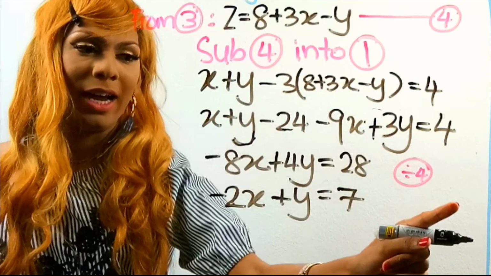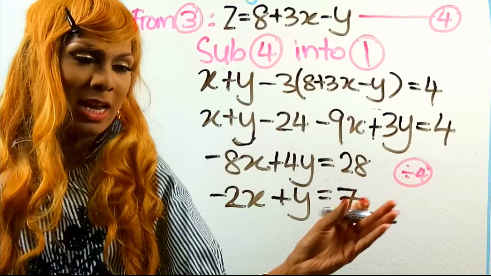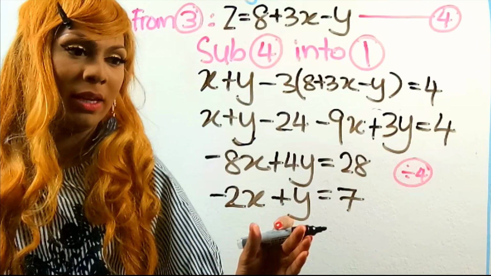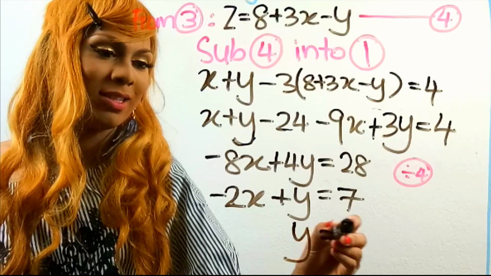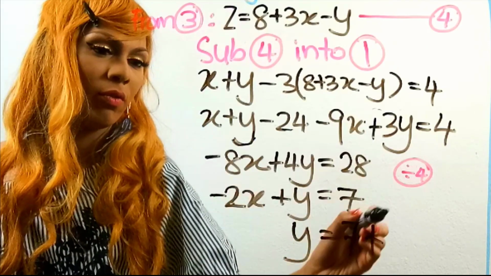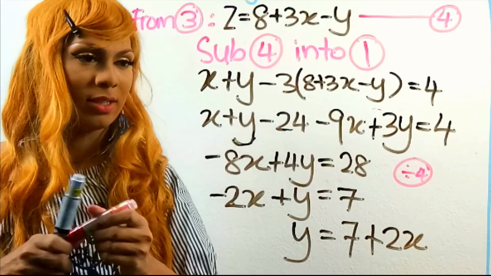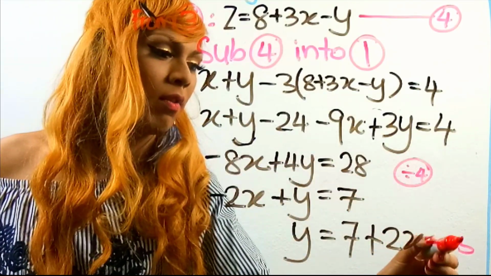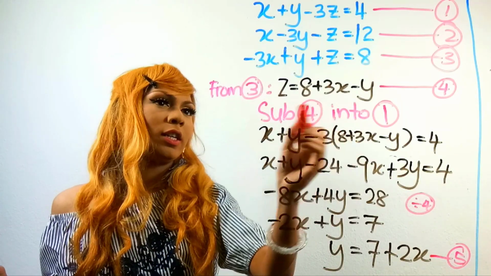Usually I will write this as 5, but since later on we're going to proceed with the substitution method anyway, why not we make y become solo right away. So I will have y equals 7 plus, I bring this over here, plus 2x. So now this we can say as number 5. Alright, so we already substitute 4 into 1.